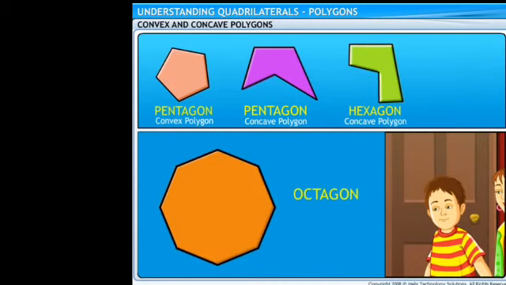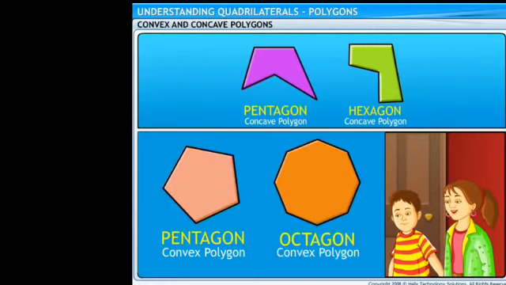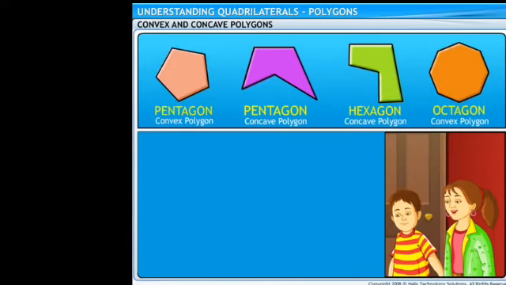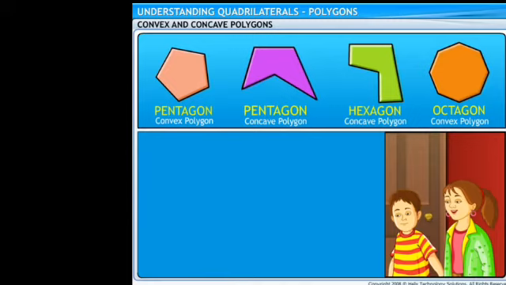The fourth polygon is an octagon since it has 8 sides. All the diagonals lie inside the polygon. Therefore, this is a convex polygon. Thus, 2 polygons are classified as convex and the other 2 as concave based on the position of their diagonals.